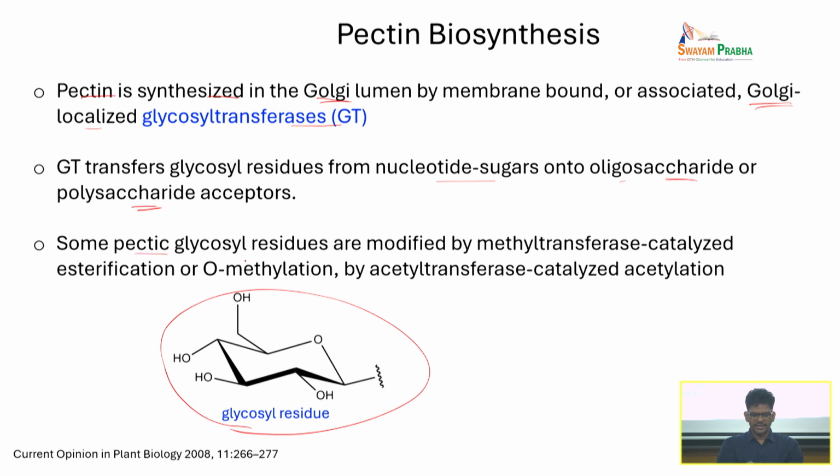Sometimes the pectin residue is also modified by methyl transferase. This is another catalyst or enzyme that will make some of this into an ester group, right? Or you can also use another one called acetyl transferase. There are three enzymes that are involved in the formation of pectin in the biosynthesis pathway.